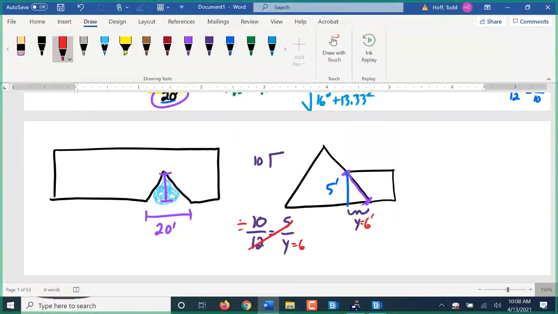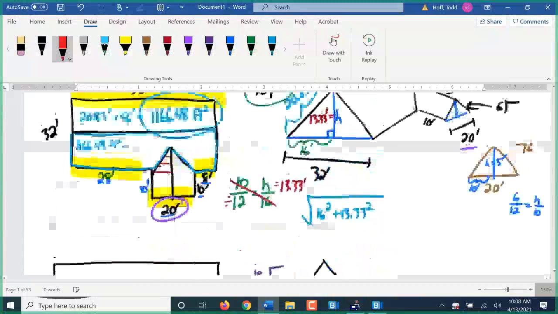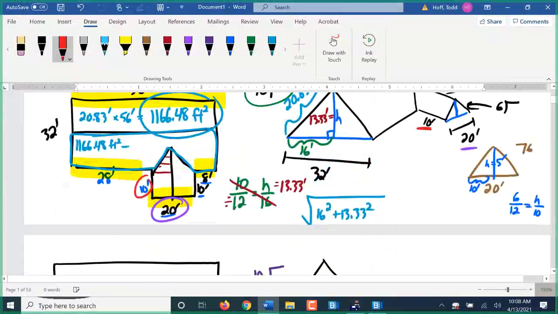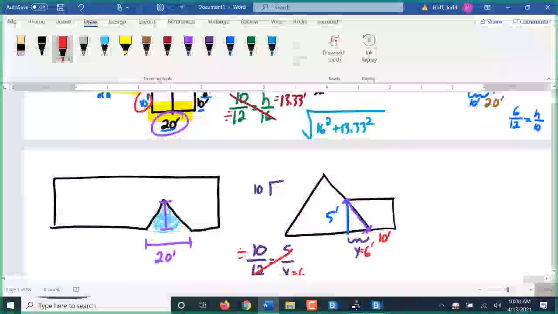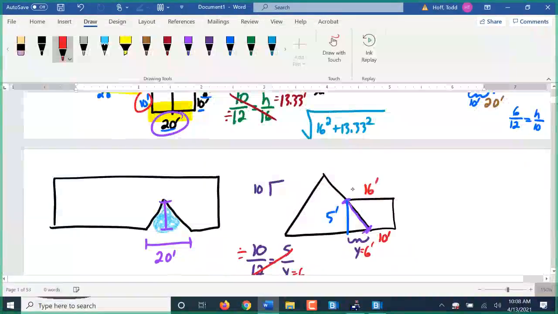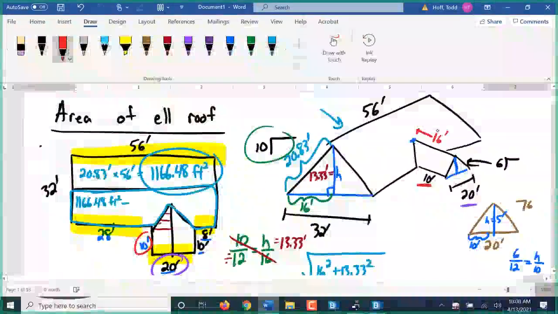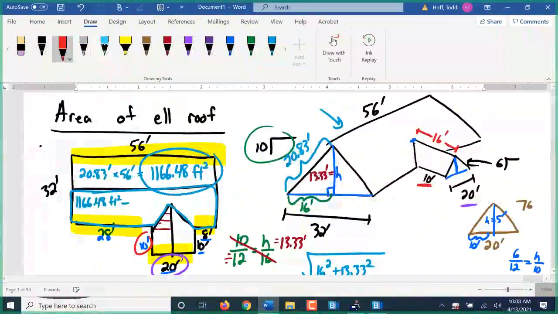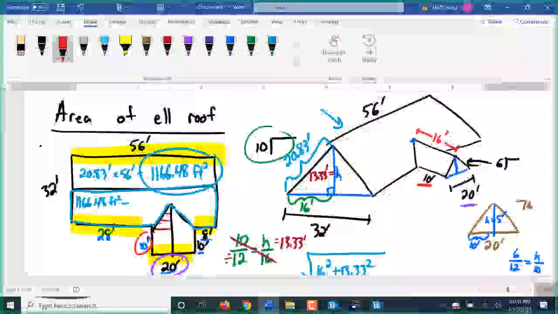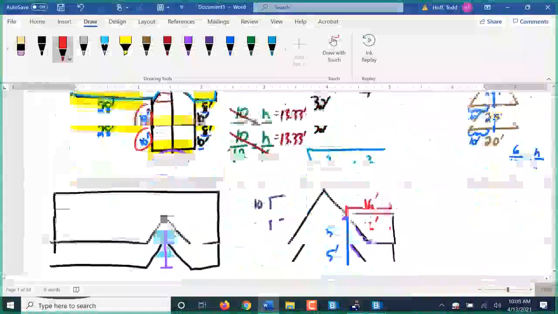The first thing it tells me is actually rather important later on. We know that this L sticks out 10 feet, labeled there as well. So 10 plus 6 means that this ridge length is 16 feet. So I'm going to come up here and label that. From here to here is 16 feet, that ridge length. That's going to be important for finding the area of that trapezoid, of that L roof.